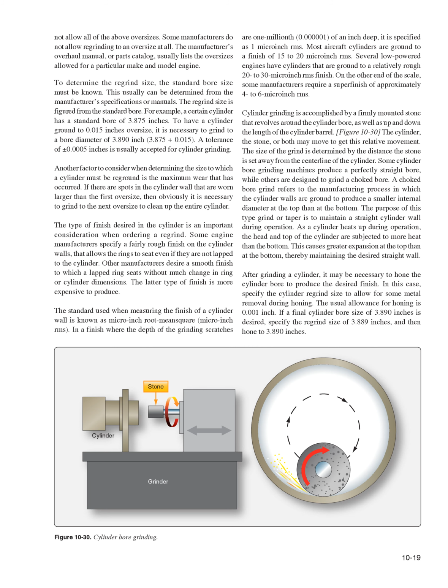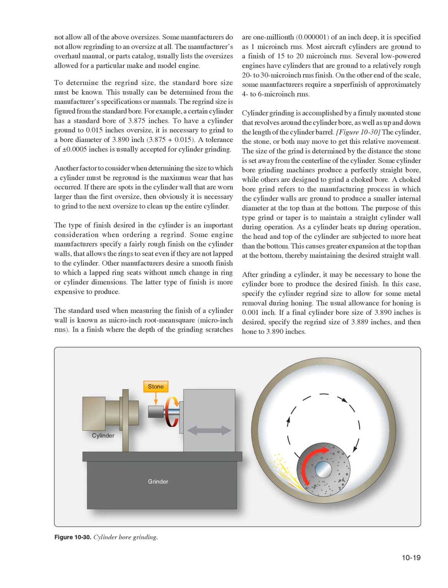The purpose of this type of grind or taper is to maintain a straight cylinder wall during operation. As a cylinder heats up during operation, the head and top of the cylinder are subjected to more heat than the bottom. This causes greater expansion at the top than at the bottom, thereby maintaining the desired straight wall. After grinding a cylinder, it may be necessary to hone the cylinder bore to produce the desired finish. In this case, specify the cylinder regrind size to allow for some metal removal during honing.